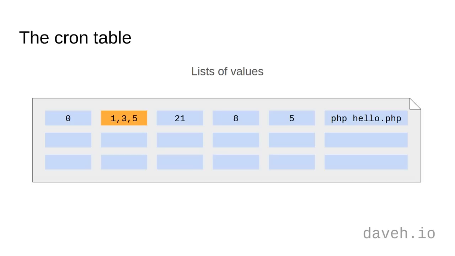You can also add a list of values separated by commas. For example, this would be 1 o'clock, 3 o'clock and 5 o'clock. You can add a range of values, which is 2 integers separated by a hyphen. For example, this would be February to April inclusive.